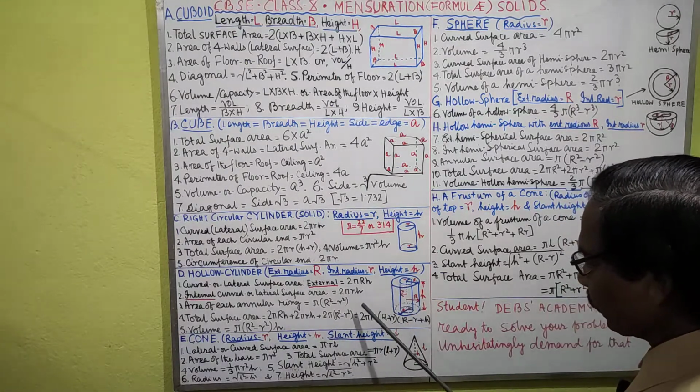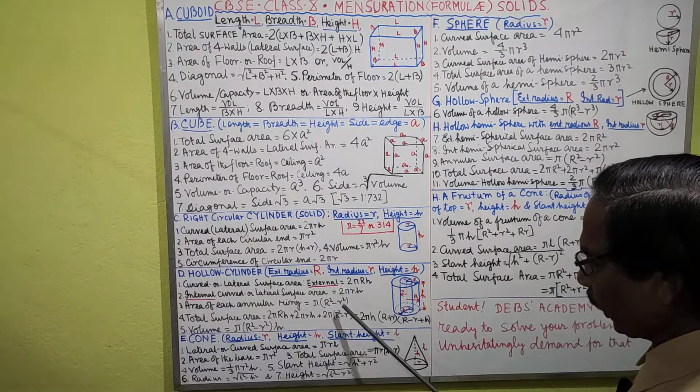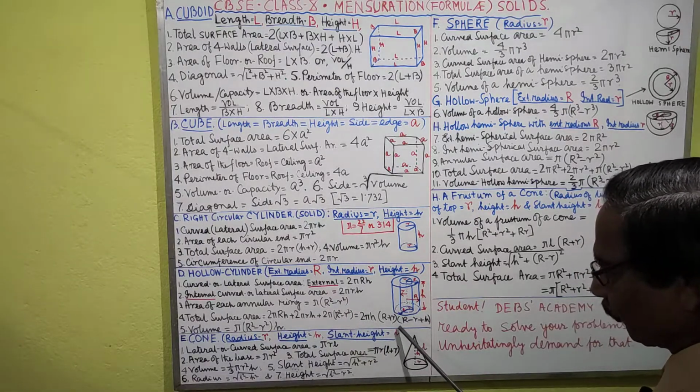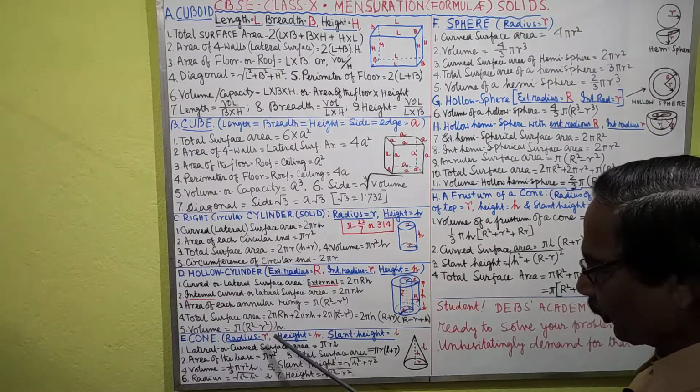Each annular surface is like this, pi capital R square minus small r square, and total surface area is like this. Volume pi H into capital R square minus small r square.